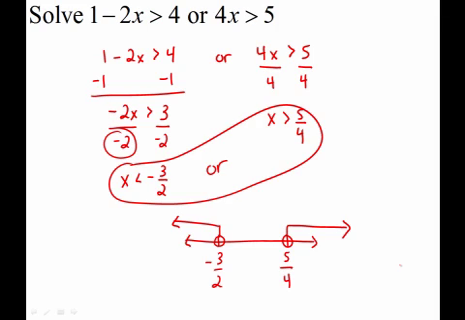Basically, you know that all OR problems are going to look like this with the two arrows going out in different directions, and all AND problems will look like the graph like we did in the last problem where it's just shaded in between. That's not for every class or every situation, but in this class, that's all you're going to see.